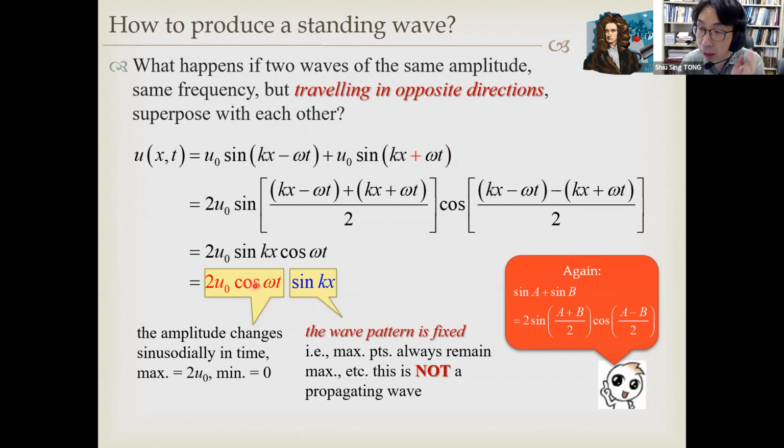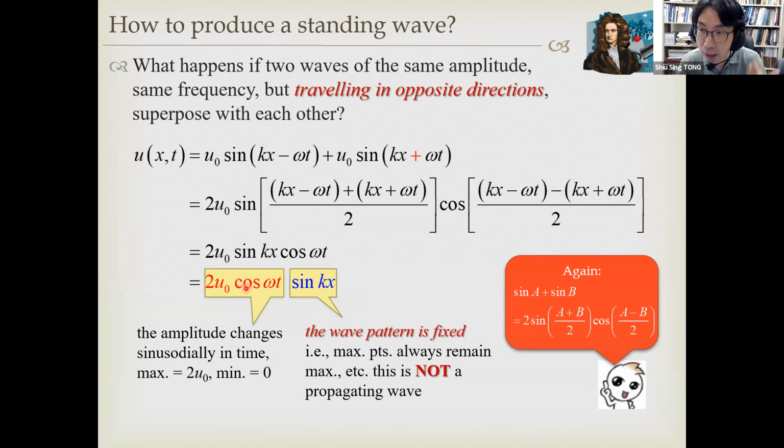This factor in red depends only on time. It does not depend on position because it goes as cosine omega t. While the blue factor depends only on position but not on time. So the two factors now become separate, and obviously it does not represent a traveling wave along the string. So what kind of pattern does it represent?